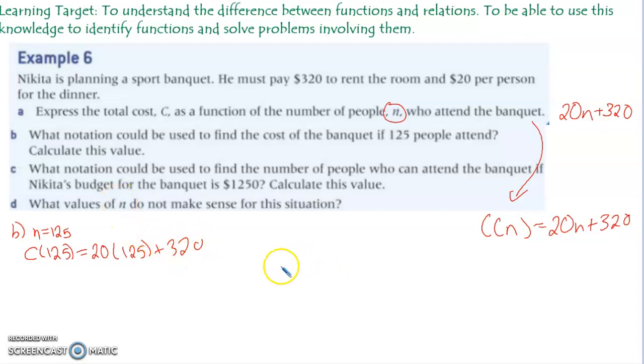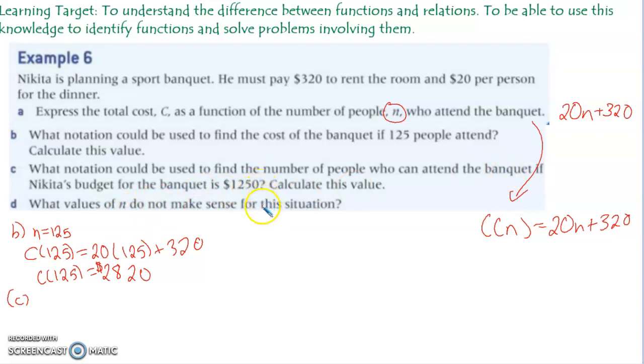Again, you're allowed to do this calculation out in just one step if you'd like, and you will get a total of 2,820. And then if we move on to C, what notation could be used to find the number of people who attend the banquet if Nikita's budget is 1,250?